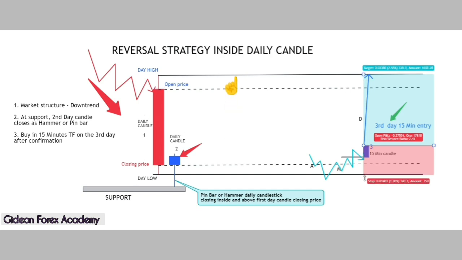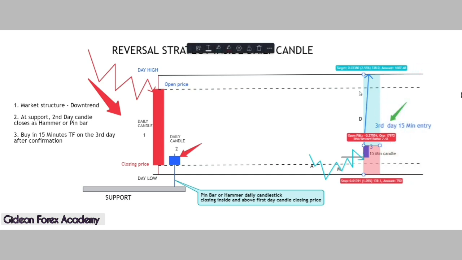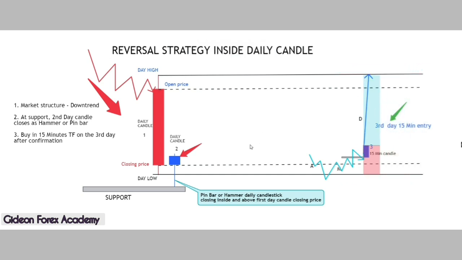All right, we can place our stop loss just below the daily low of the second candle. But in the lower time frames, this would be a wide stop loss. So you just target a 1 to 2 risk to reward ratio, and you focus on those highs up there. Okay, this is how you trade this strategy, guys.